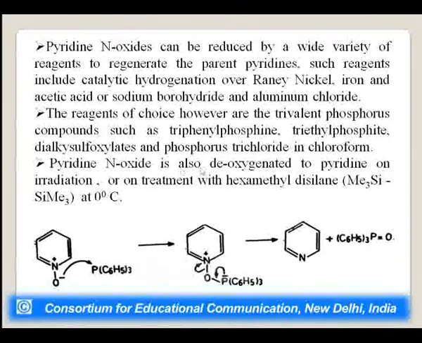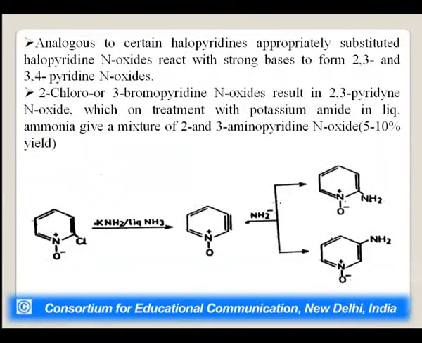Pyridine N-oxide is also deoxygenated to pyridine on irradiation. Irradiation means reaction with photons, or on treatment with hexamethyldisilane at 0 degrees Celsius. Here you can see this N-oxide can be converted to pyridine, or we can say deoxygenated, with removal of oxygen from this N-oxide pyridine.